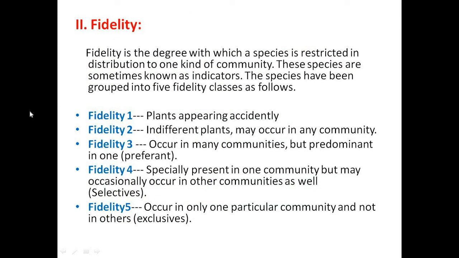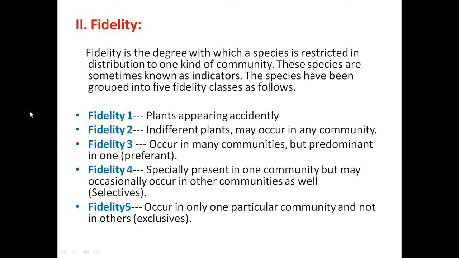Second is the fidelity in synthetic characters. Fidelity is the degree with which a species is restricted in distribution to one kind of community. So here is restriction. These species are sometimes known as indicators also. The species have been grouped into 5 fidelity classes as follows. You can see the first fidelity group is plants appearing accidentally, meaning sometimes plants appear in fidelity. Second group, indifferent plants, and it may occur in any community.